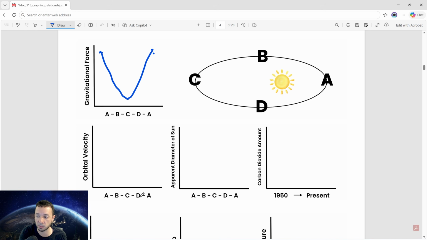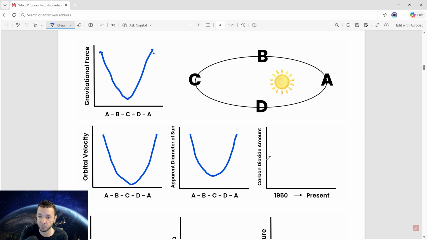Next one is the same thing, but for orbital velocity. So orbital velocity is directly related to gravitational force, right? So that's Kepler's law. So this is going to be actually the same thing. Apparent diameter of the sun, it's going to look biggest at A. So this is going to be this again.